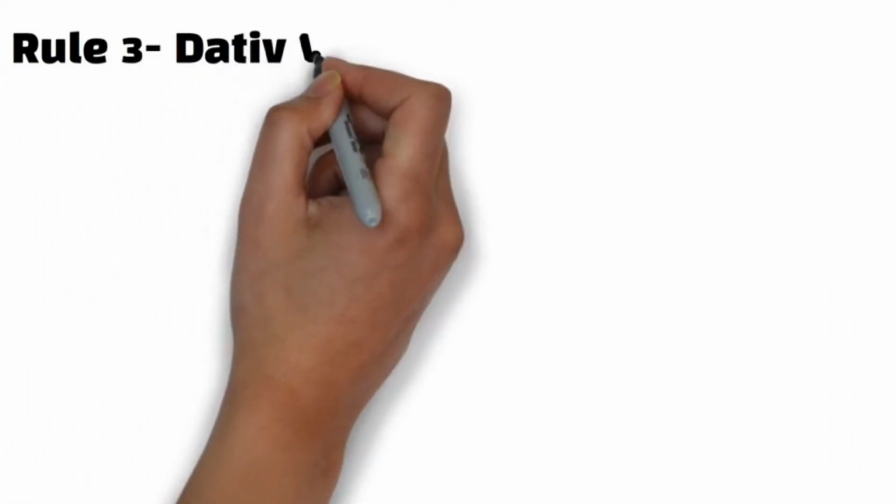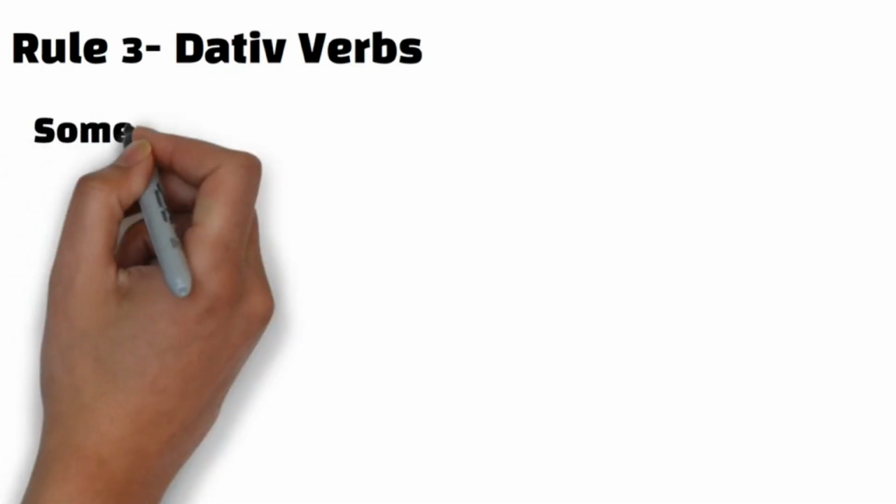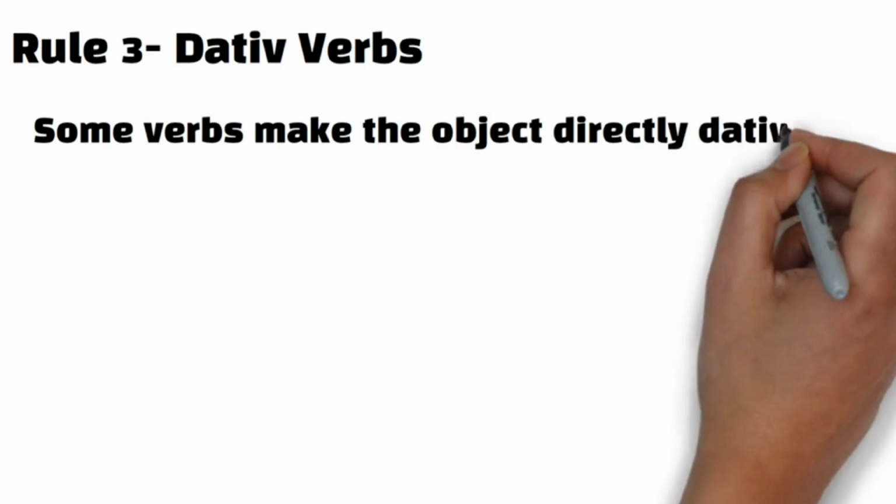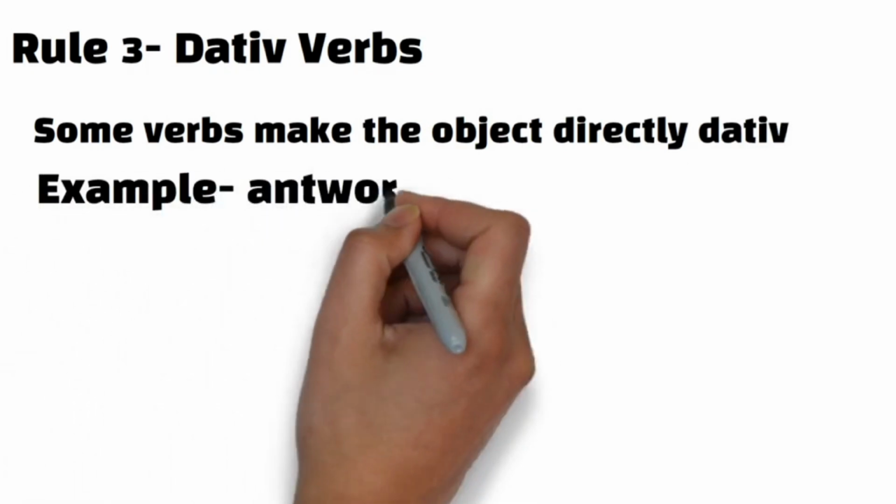The third rule is dative verbs. Now some verbs make the object directly dative. Examples are antworten and helfen.